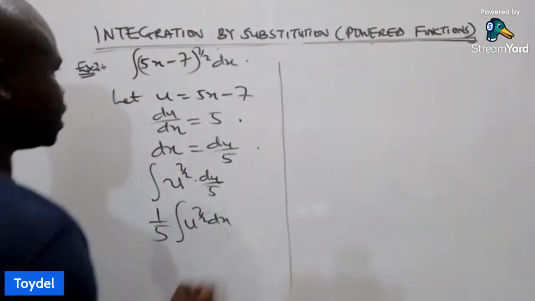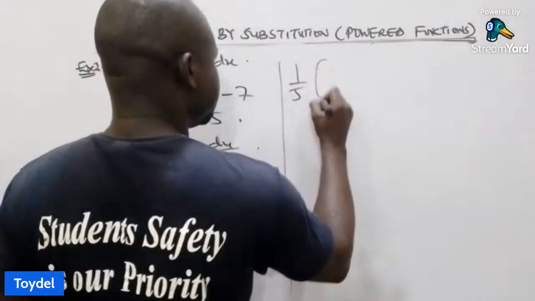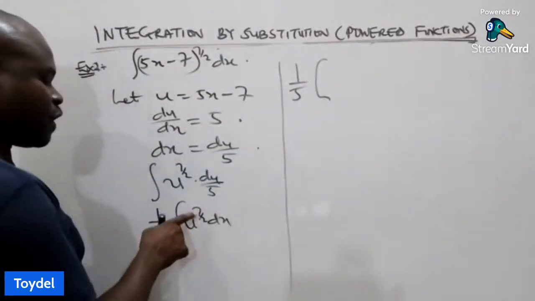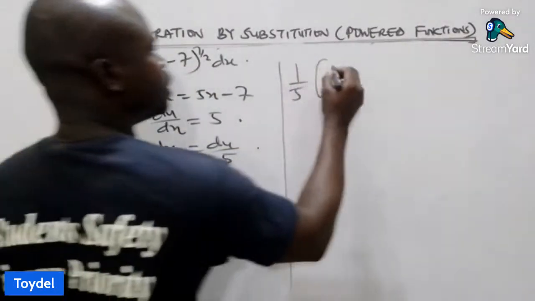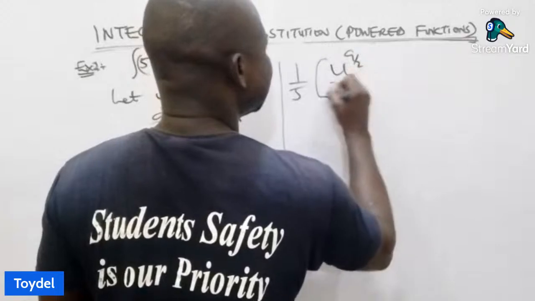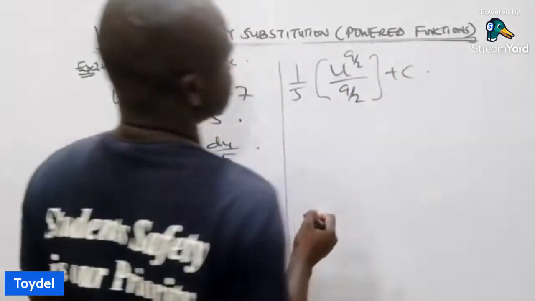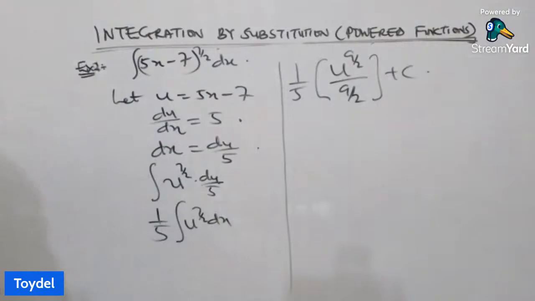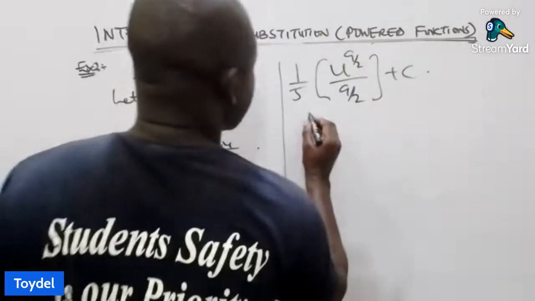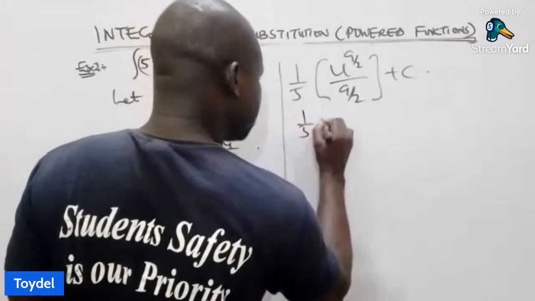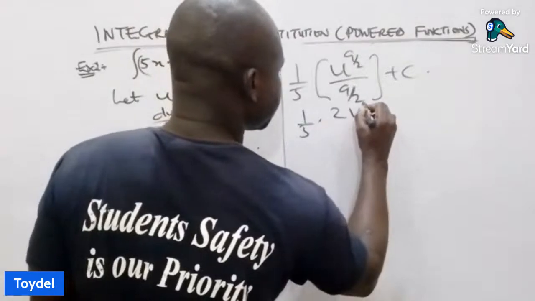So if I integrate this, what will I get? I'm going to have 1 all over 5 into bracket, 7 all over 2 plus 1. That will be u raised to 9 all over 2 divided by 9 all over 2, plus an arbitrary constant. Of course, the 9 over 2 is in the denominator. 9 over 2 divided by that, the 2 can go up, so that at the end of the day, I'm going to have 1 all over 5 multiplied by 2u raised to 9.